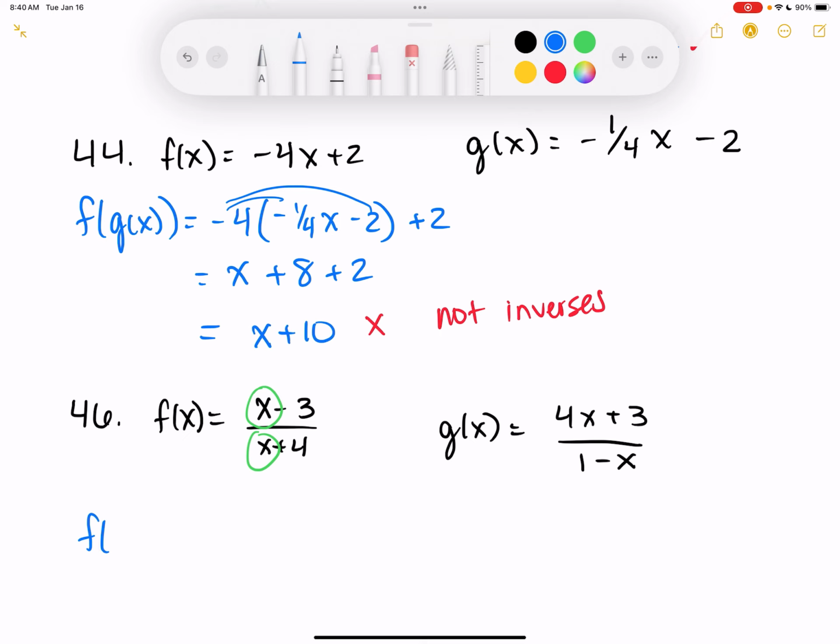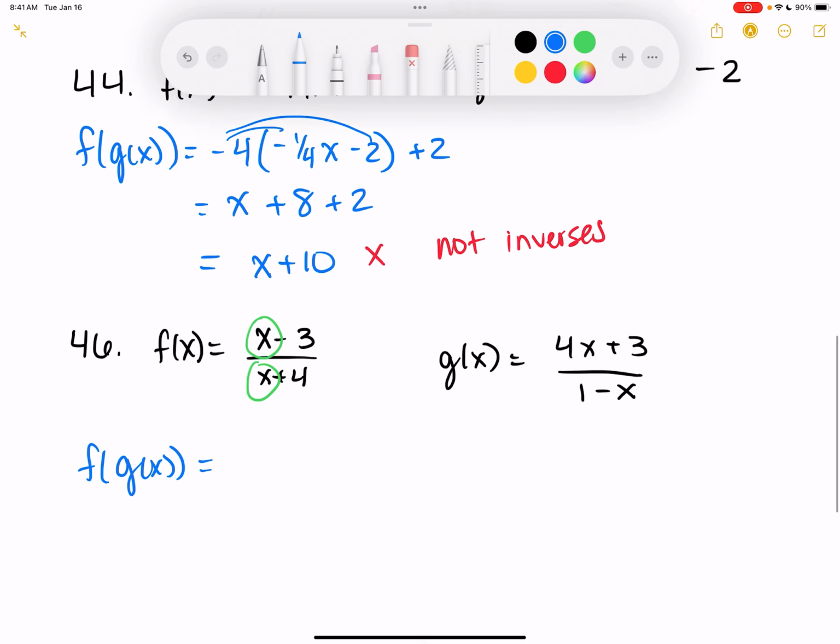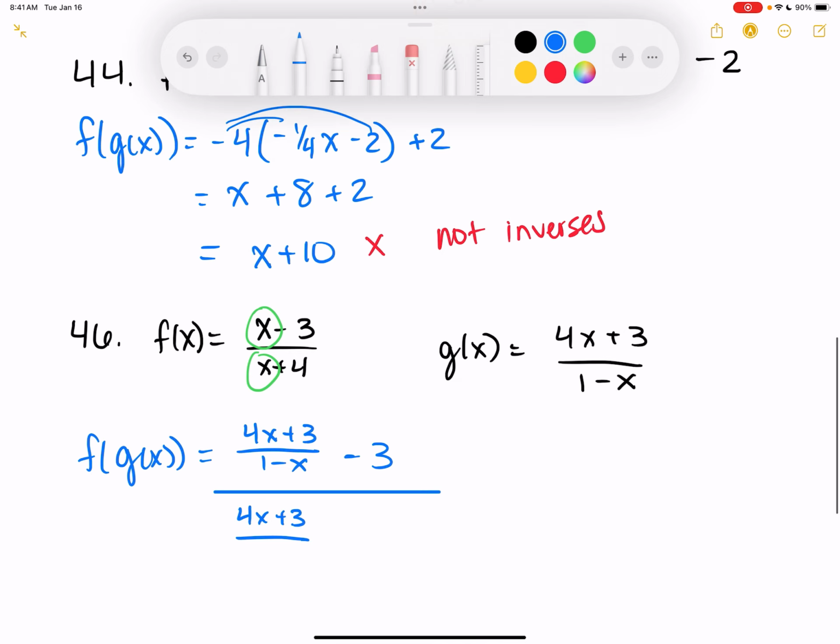So my f of g of x, when I plug it in, is going to be 4x plus 3 over 1 minus x, minus 3, all over, then I've got to plug it in again, 4x plus 3 over 1 minus x, plus 4. Often here, people's temptation is to cancel that stuff top and bottom because they see that it's there, and then you're left with negative 3 over 4. We can't do that.